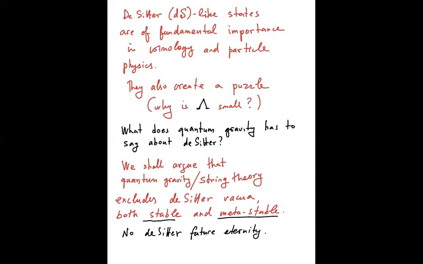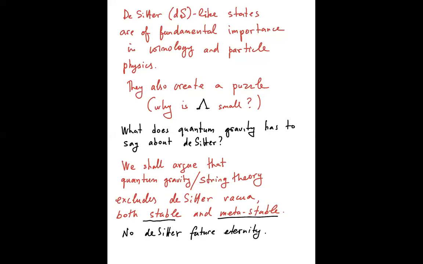So now the question is, what does quantum gravity have to say about de Sitter? One of the messages of this talk, which I will argue, is that quantum gravity and string theory, in fact any S-matrix formulation of quantum gravity, and that's the only formulation we currently really have, excludes de Sitter vacua, both stable and metastable.